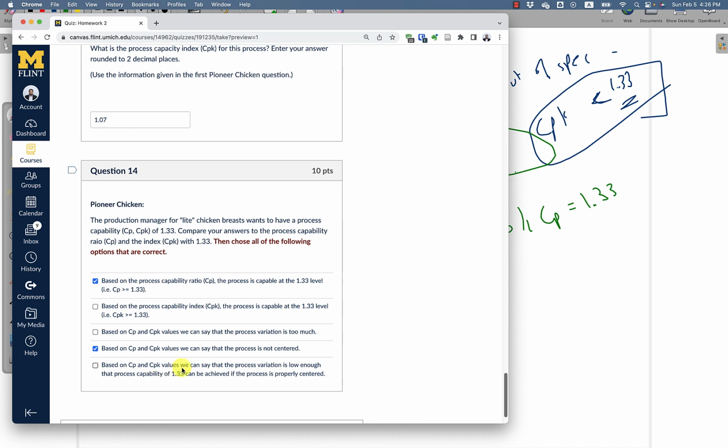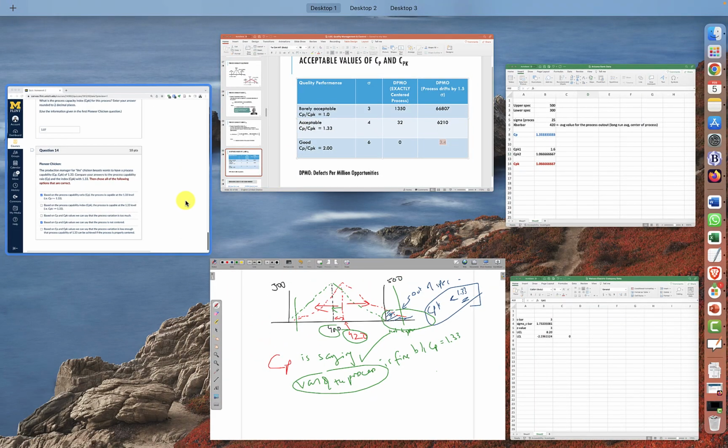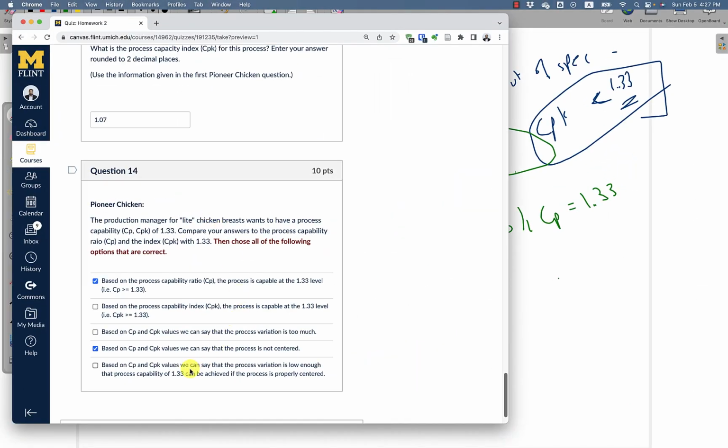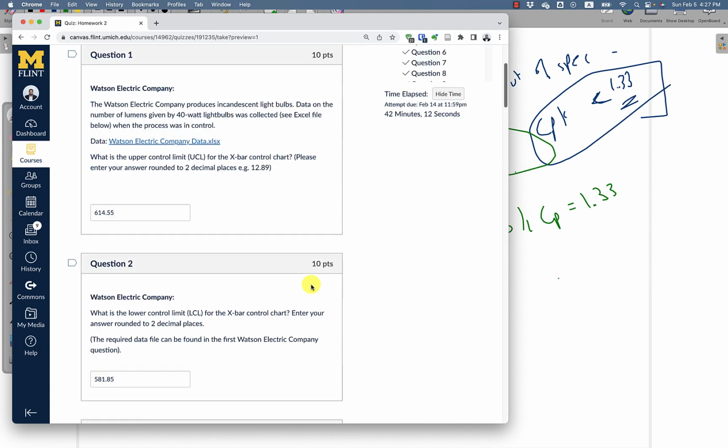Based on CP and CPK values, can we say that the process variation is low enough that process capability of 1.33 can be achieved if the process is properly centered? Yes, that's exactly what I showed you. If you do center the process, CP is saying variability is acceptable. We will be fine if you are able to center the process. Otherwise, CP would not have been fine if that was not possible. So these are the correct options, and then you can submit your work.